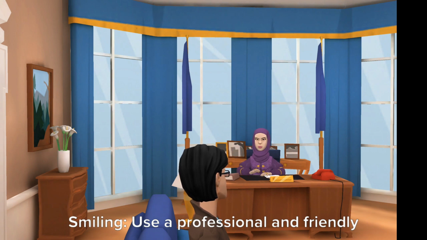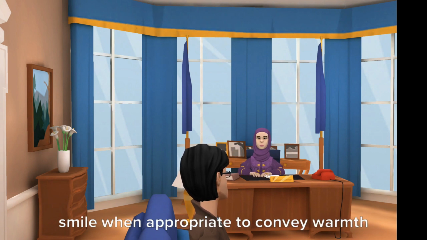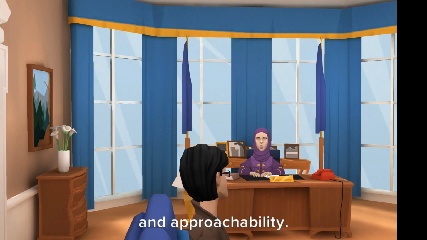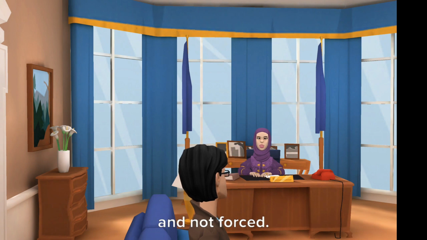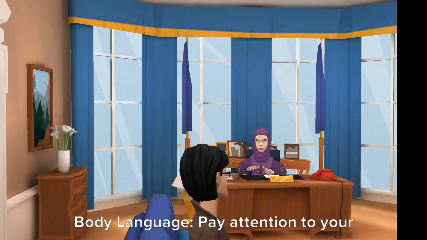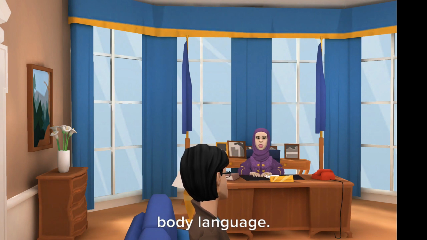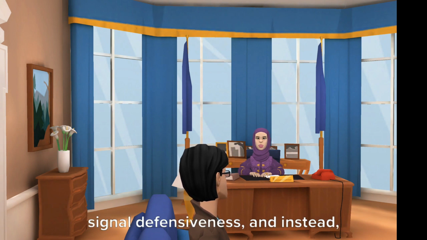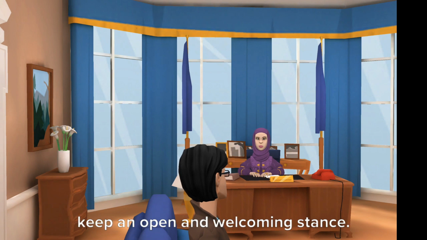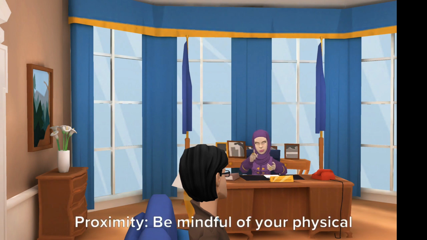4. Smiling. Use a professional and friendly smile when appropriate to convey warmth and approachability. Ensure that your smile is genuine and not forced. 5. Body language. Pay attention to your body language. Avoid crossing your arms, which can signal defensiveness, and instead keep an open and welcoming stance.